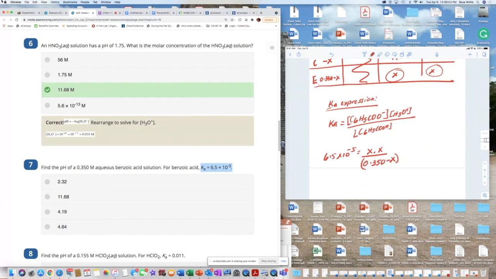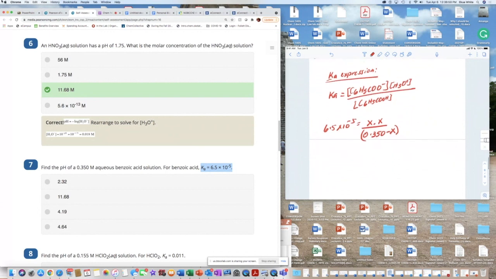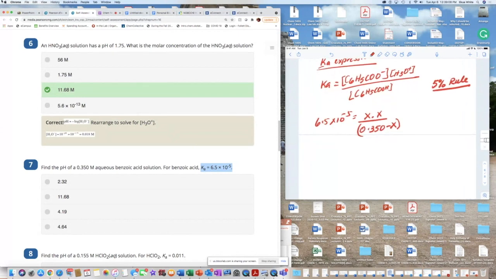We can continue with this, but it appears to me that we might end up with a quadratic equation. We don't like quadratics, so let's check with the 5% rule. The rule gives you a pass if you have feelings you're going to end up in the quadratic equation. Take your Ka, divide by the initial concentration of the acid, and multiply by 100. Do you get less than 5%? So what's my Ka? 6.5 times 10 to the negative 5 divided by 0.350 times 100. Okay, open parentheses.